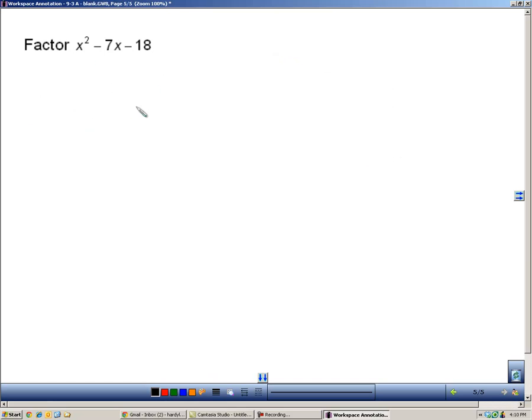This is our last example. You may benefit from pausing the video and trying it yourself and then coming back and checking for the answer. Multiply the first coefficient times the last number. You get a negative 18 on the top of your diamond. So we need numbers that multiply to be negative 18 and add to be negative 7. I'll list my factors of 18: 1 and 18, 2 and 9, 3 and 6. Now, can any of those combine to add or subtract to be a negative 7?